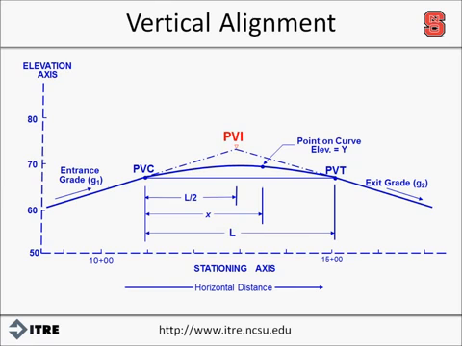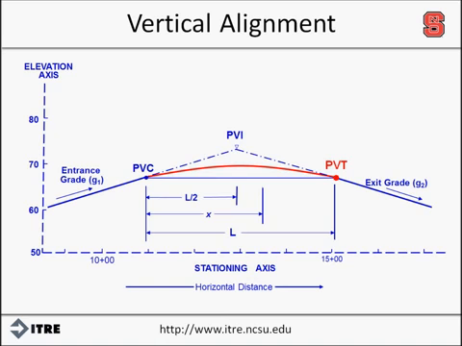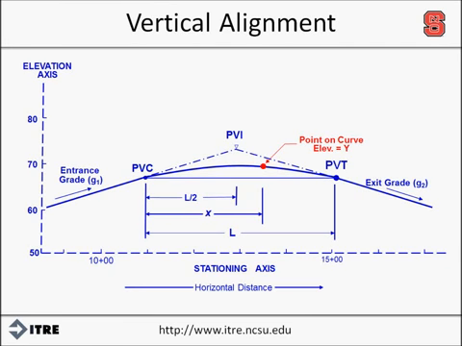The PVI is the point of vertical intersection, the point where the two tangents meet. The PVC is the point of vertical curvature, the point at which the curve begins. The PVT is the point of vertical tangency, the point at which the curve ends. The term X is used to denote any horizontal distance along the curve. We will use X to calculate the elevation of the curve at a point. X is bounded by 0 and the length of the curve. The letter Y is used to denote the elevation of a point along the curve at the distance x.